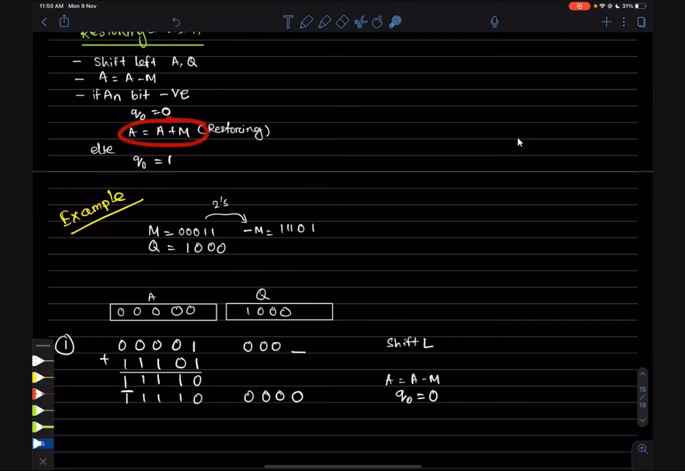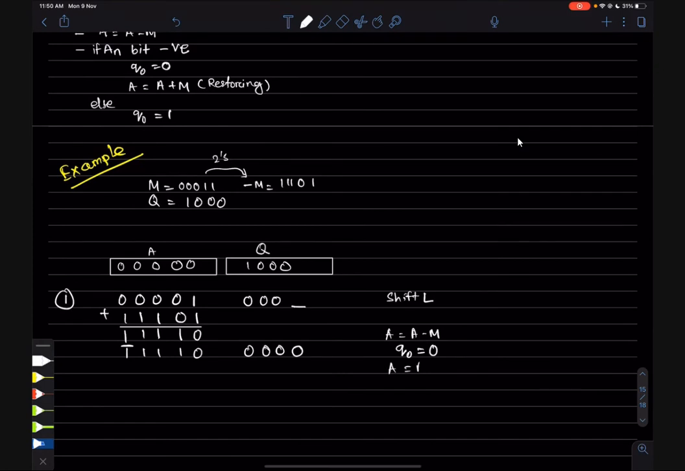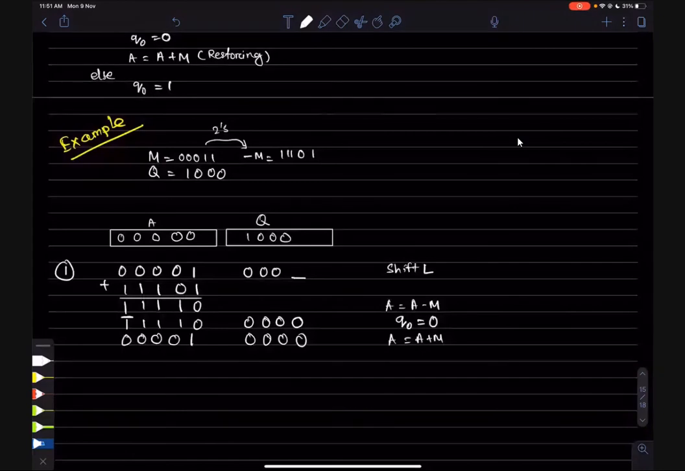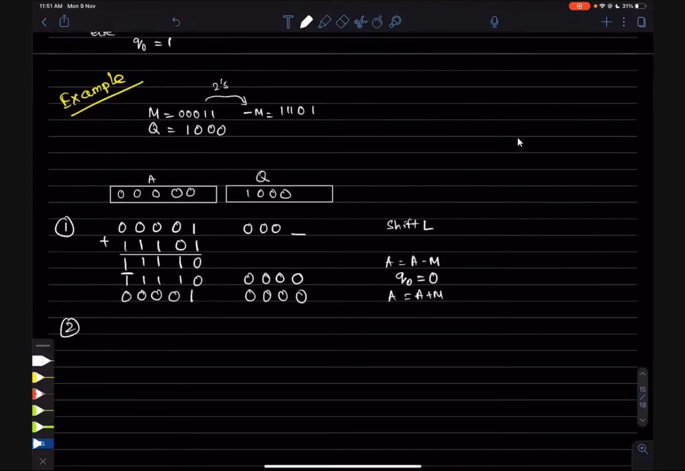Again we have to do the restoring operation, that is a is equal to a plus m. Whenever you do a is equal to a plus m, you get the original value of a, that is 0 0 0 0 1, because here we had added minus m. So if we do plus m now, you get the original value. Understood? The first cycle is over.